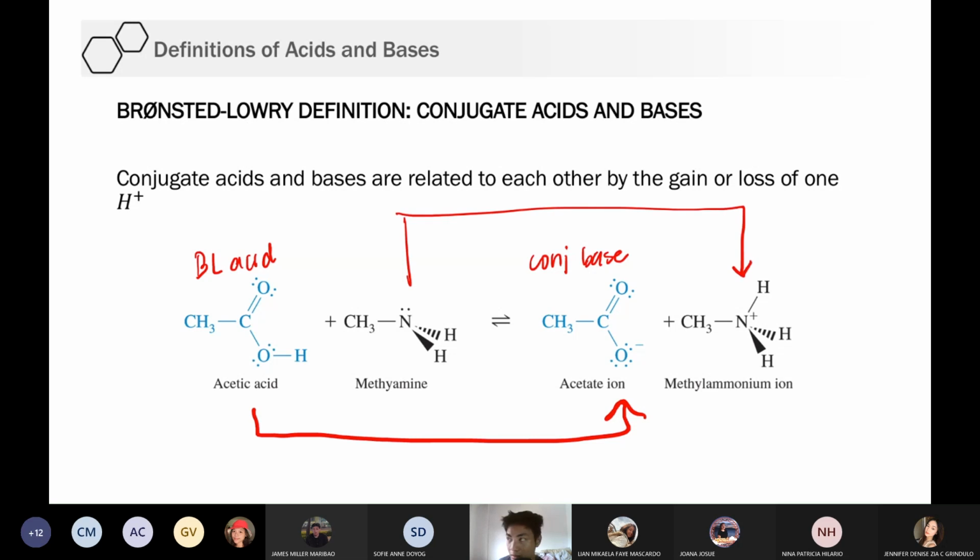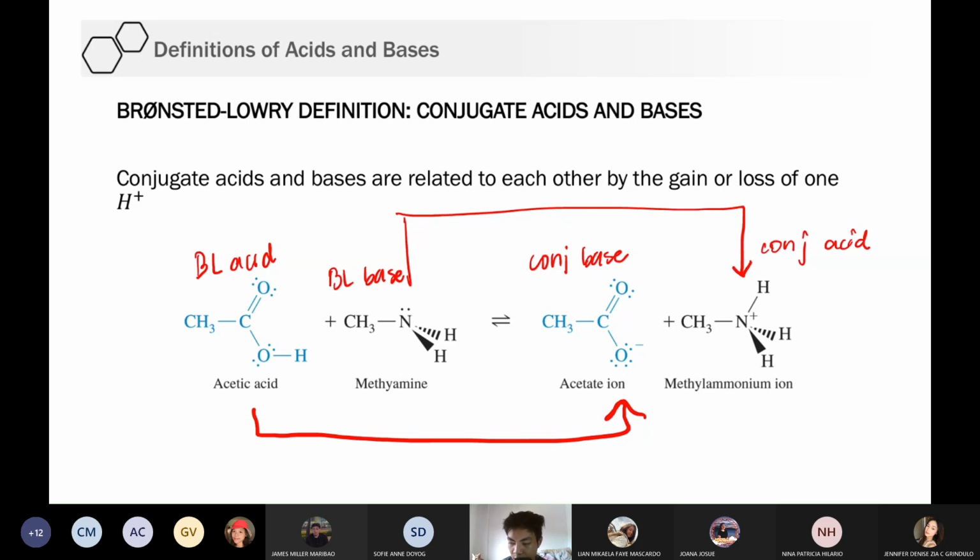So, since methylamine, tignan mo yung molecule niya, nadagdagan siya ng H pagdating sa product side. So that means methylamine is the Bronsted-Lowry base. So, siya si base. Pagdating sa product side, ang tawag sa kanya ay conjugate acid. Okay? So, ganun lang. So, that's how we check kung sino yung conjugate acid-base pair natin.